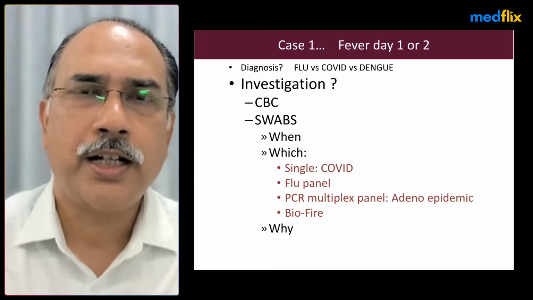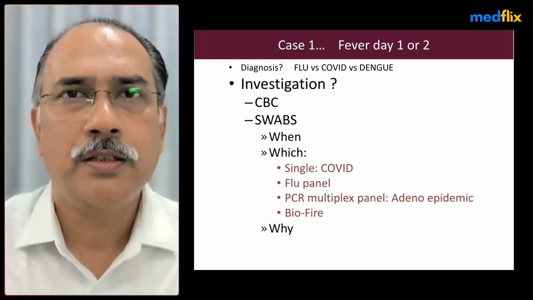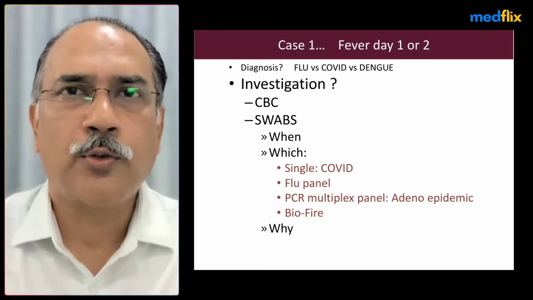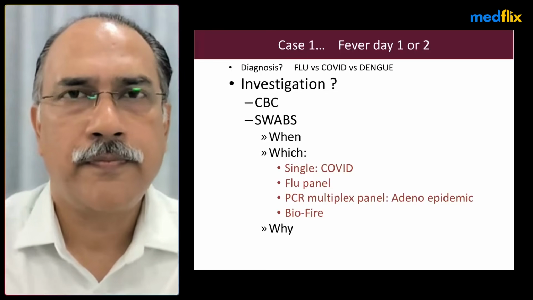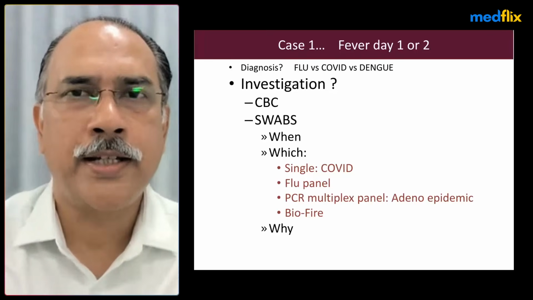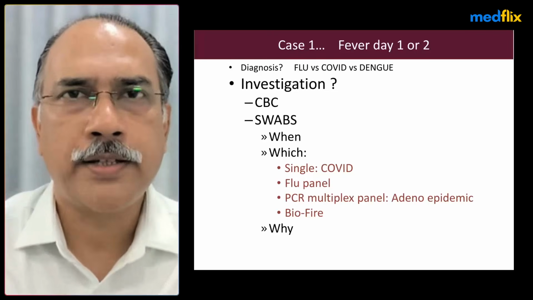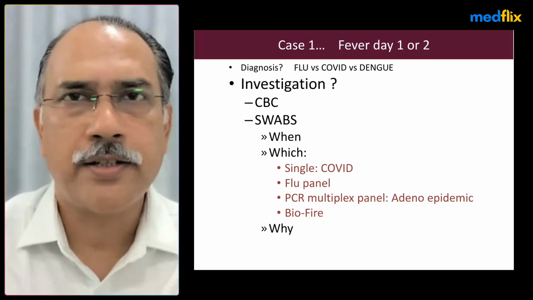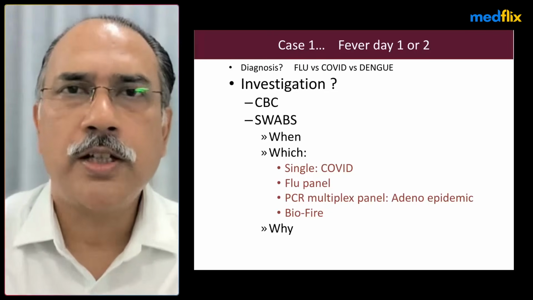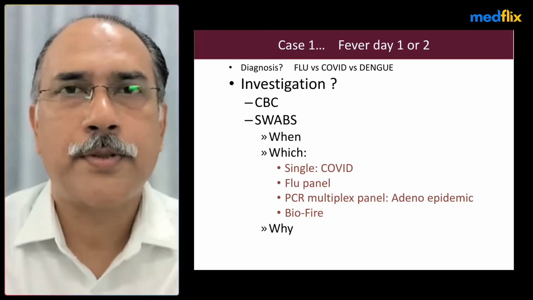In the first 48 hours, if you send a CBC, it's almost never going to be conclusive for viral against bacterial. If you have sent a simultaneous dengue NS1 or a malarial parasite or a rapid malaria test and that comes positive, that is a different story. So then we are left with swabs, and now we have multiple types of swabs available.